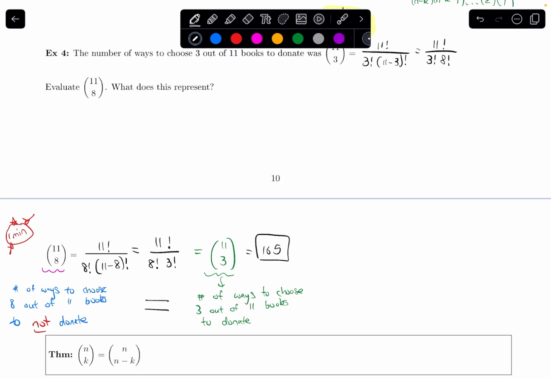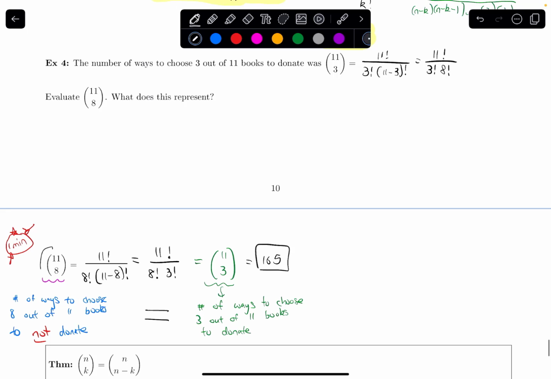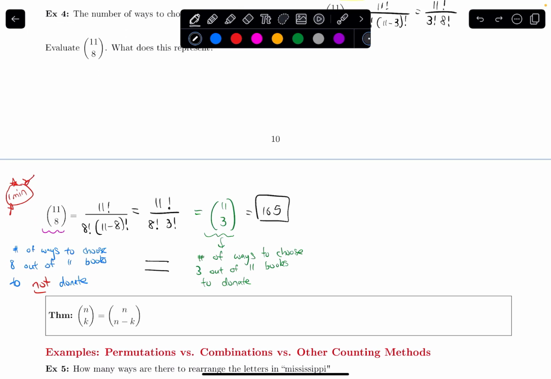And what this example with 11 choose 8 and 11 choose 3 illustrates is the following theorem. In general, n choose k is equal to n choose n minus k, because of what we just saw. This I can think of as the number of ways to choose k things from the larger group of n. The other side could represent the number of ways to choose n minus k things that I don't include in the group, because that's the same. All right, and there we have it.